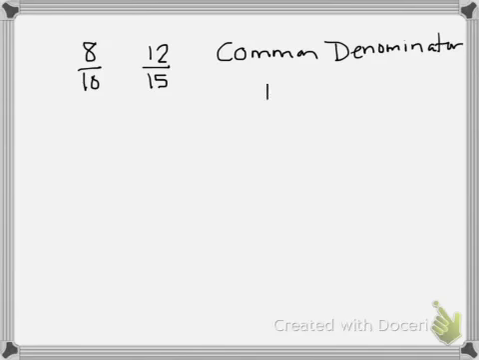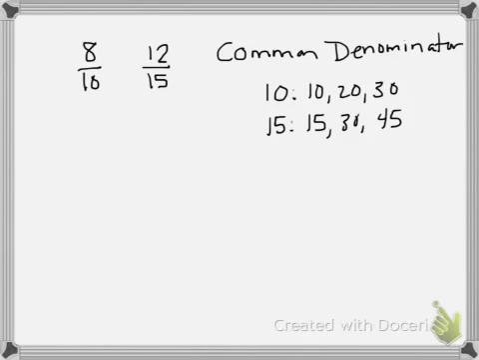So we can do this two ways. We can list the multiples, 10, 20, 30, or, let's see, 15, 30, 45. If we had large numbers, then we could use our Venn diagram. But because these are simple numbers, I'm going to list them to save time. So we can see that a common multiple is 30. So I'm going to take these two fractions and I'm going to make equivalent fractions with a denominator of 30.